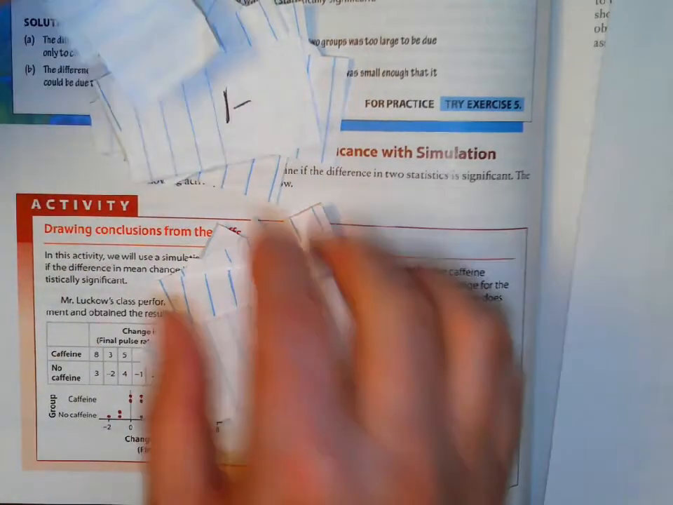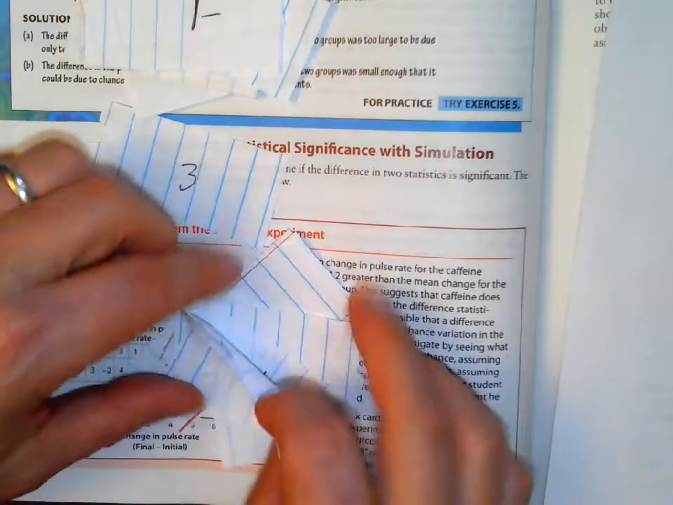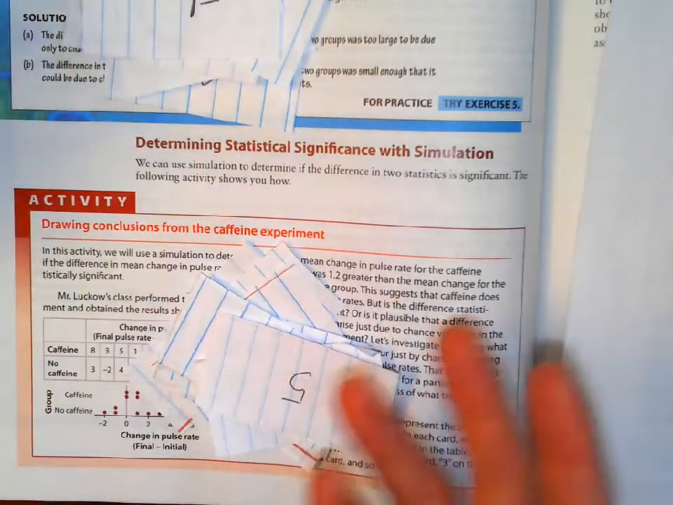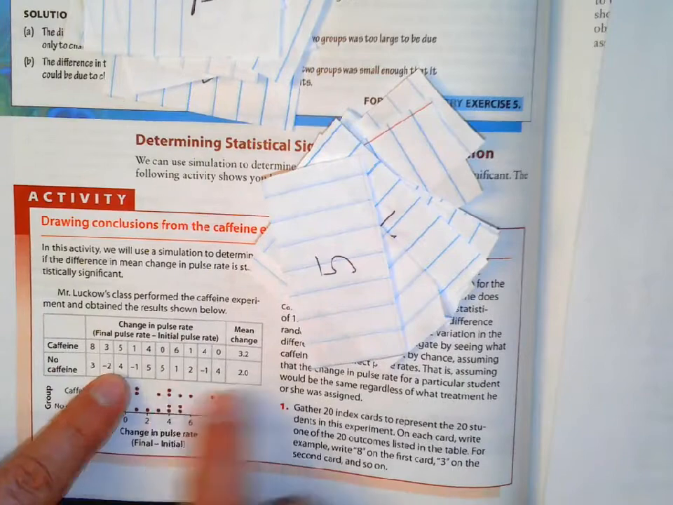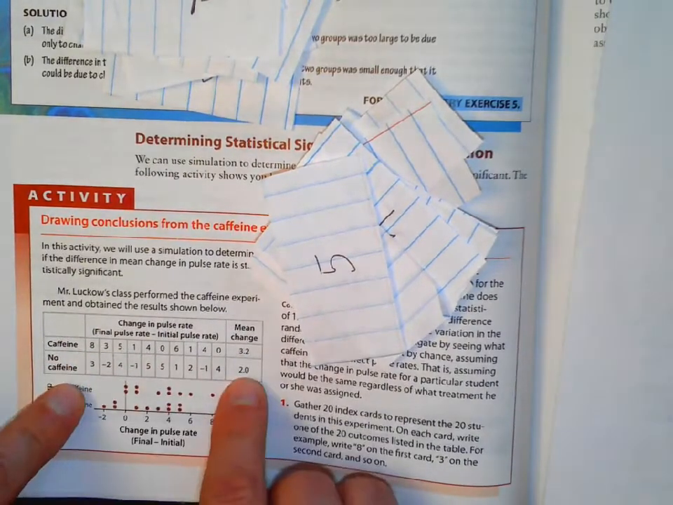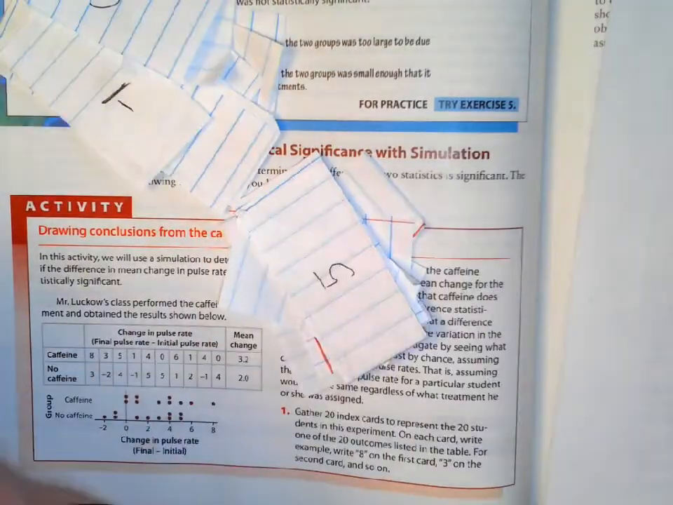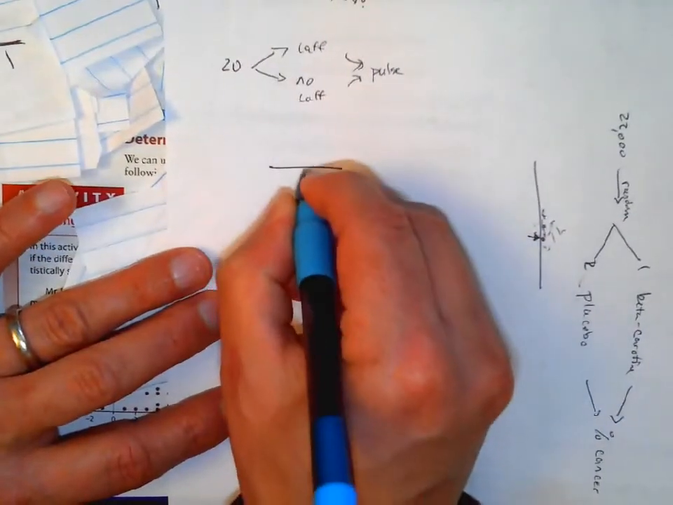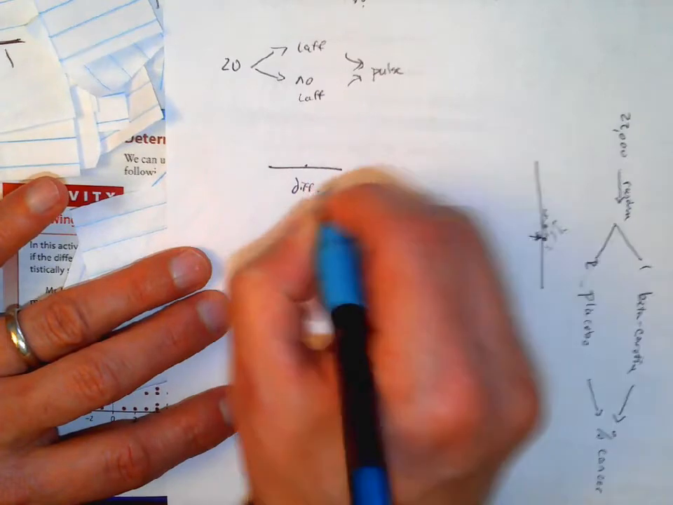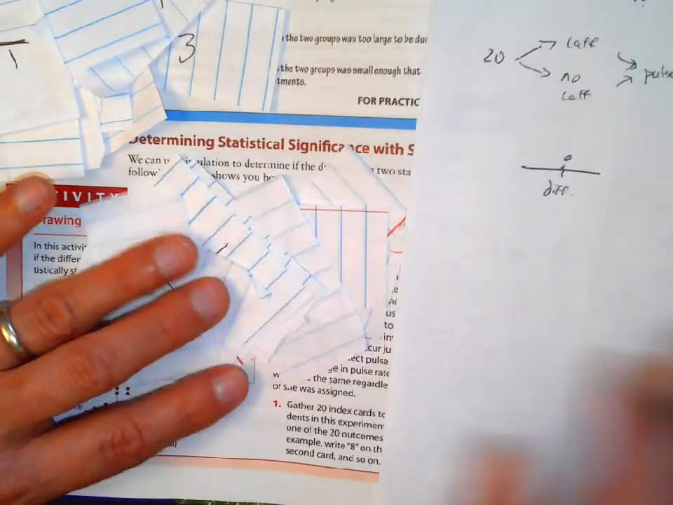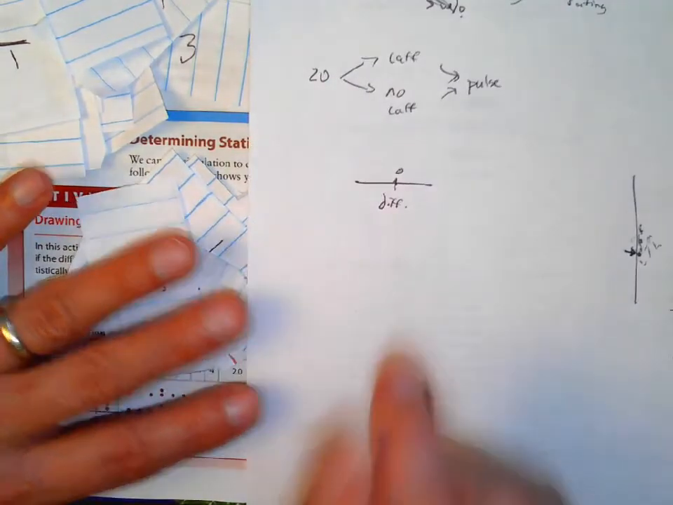I could find the mean of this group, and the mean of this group, and then subtract them, just like they did here. They found the mean of this group, found the mean of this group, and subtracted. I could do that with this, and I would get a certain result, right? The difference between them, let's say there was no difference between them, so I have one at 0.